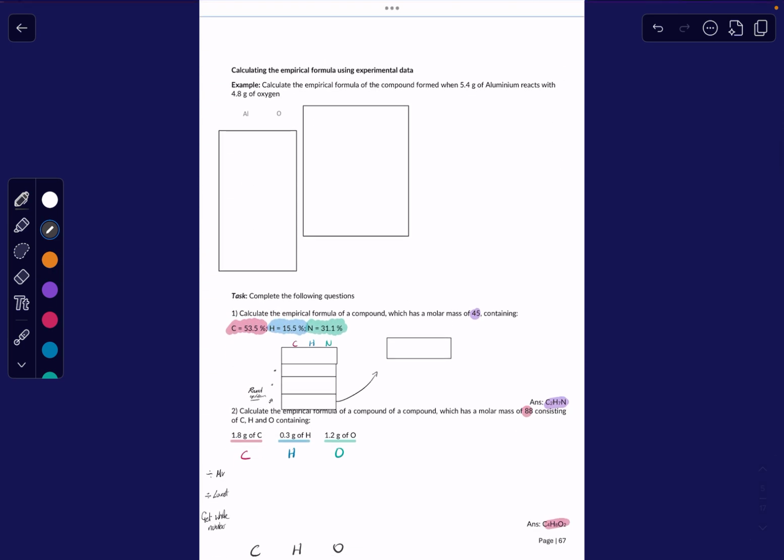The final form of looking at empirical data is to determine the empirical formula using experimental data. This can present itself in two different ways. You might see it in grams. So they might say, oh, we've got 17,000 grams of this. Or they might say, we have X amount of percentage of carbon, X amount of percentage of hydrogen, and Y amount of oxygen, or something like that.